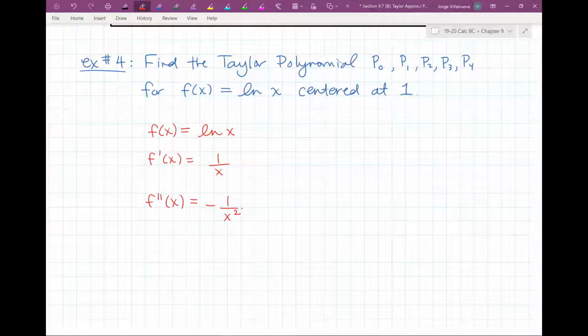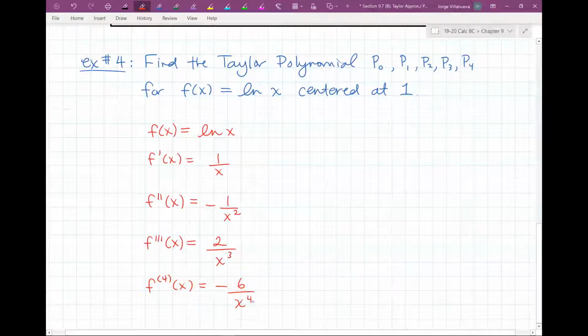If we do the next one, the third derivative, then let's see, that would be x to negative 2, so it would be a 2 over x cubed. And the fourth derivative would be a negative 6 over x to the fourth.